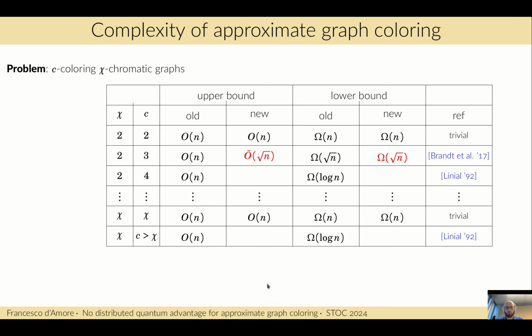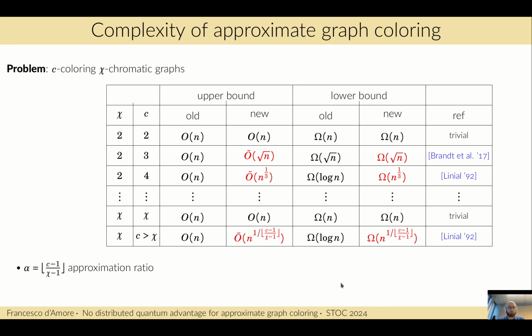So what we do is to basically close this table. For the case of 3-coloring bipartite graphs, we show that the lower bound was actually tight, and there is an almost matching upper bound of square root of n, while for the case of 4-coloring bipartite graphs, the correct bound is the cubic root of n. And more in general, if we define this parameter alpha to be the integer part of (c minus 1) over (chi minus 1), this is some kind of approximation ratio, then the complexity of the problem is roughly n to the power of 1 over alpha up to polylogs.